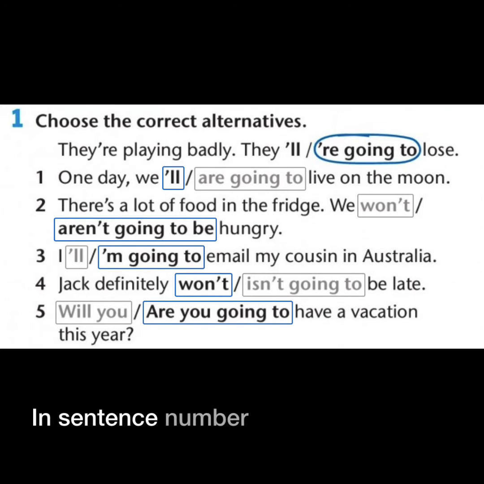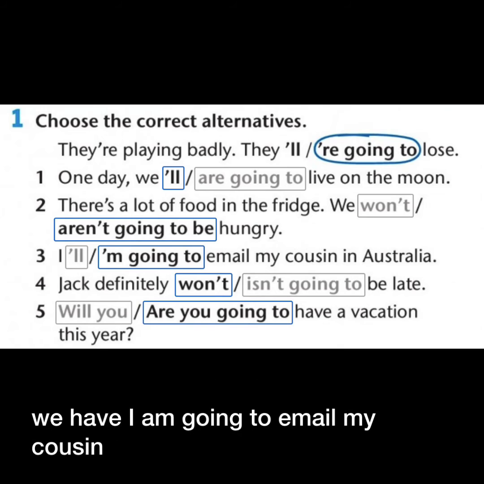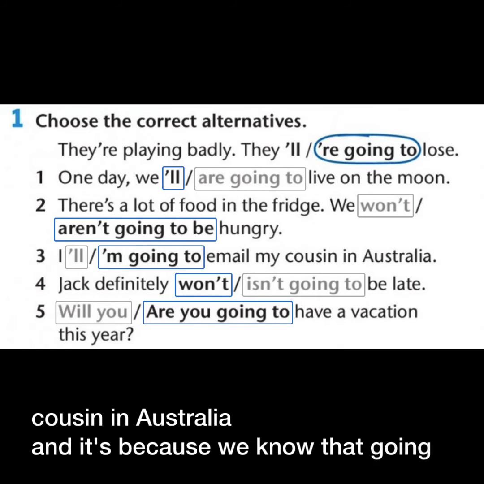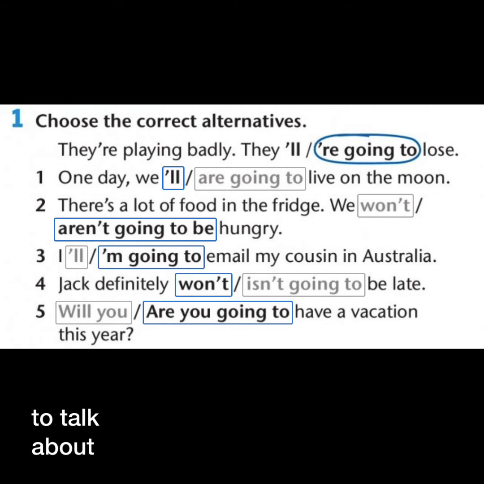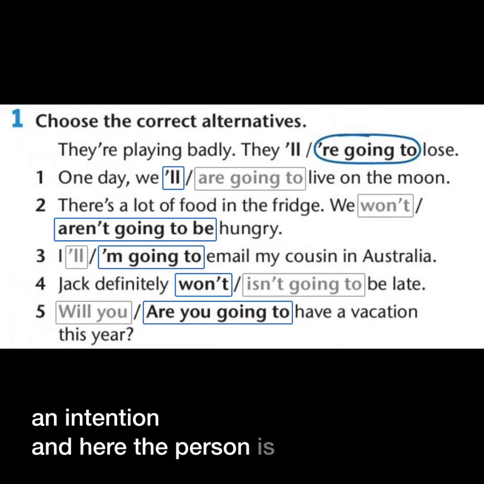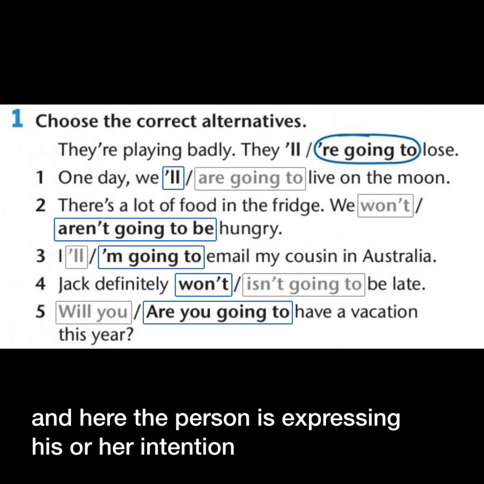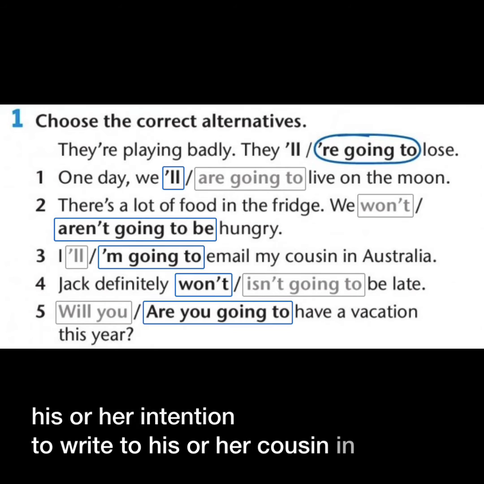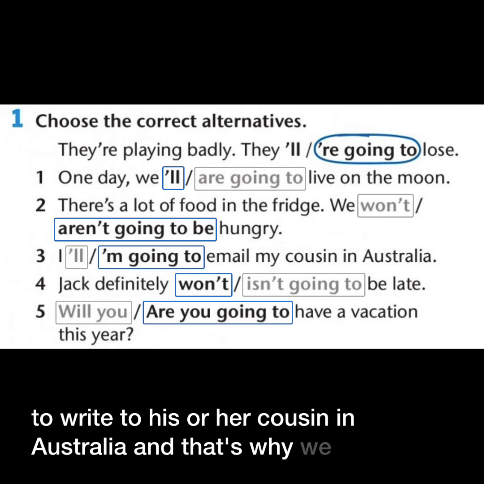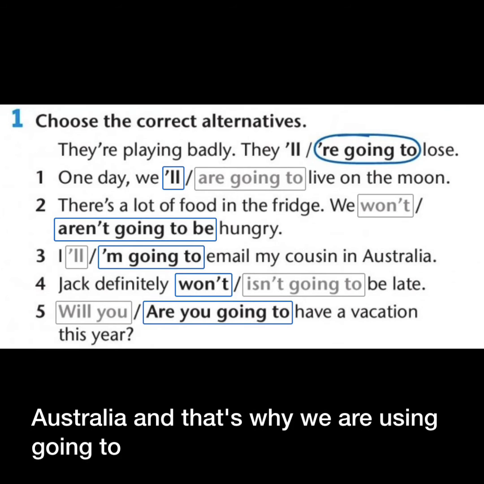In sentence number 3, we have, "I'm going to email my cousin in Australia." And it's because we know that going to is used to express, better said, an intention. And here the person is expressing his or her intention to write to his or her cousin in Australia. And that's why we are using going to.